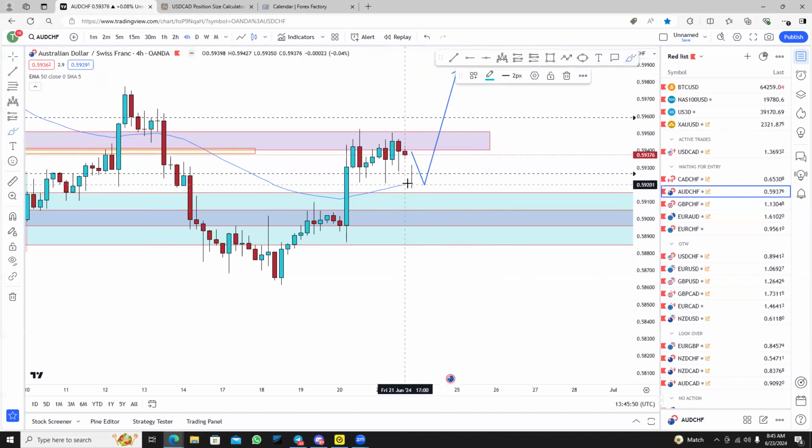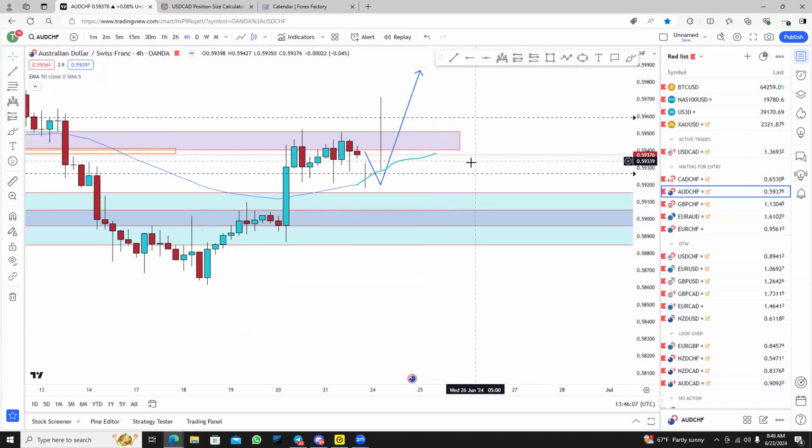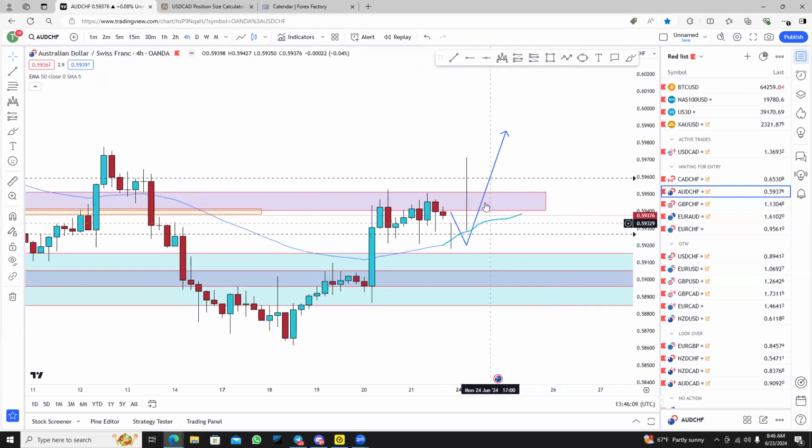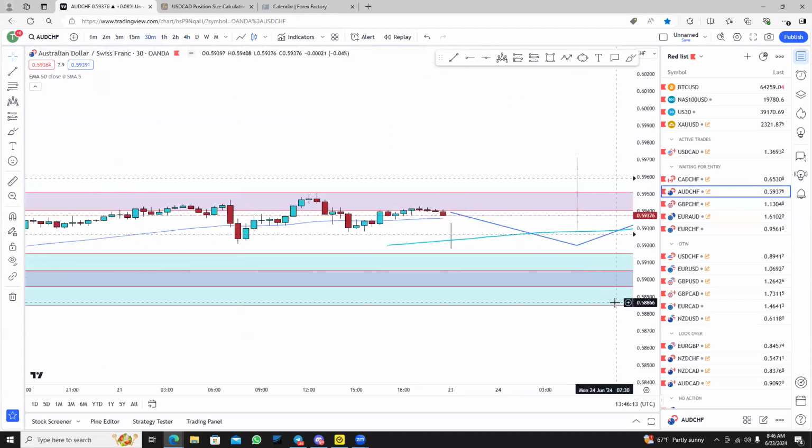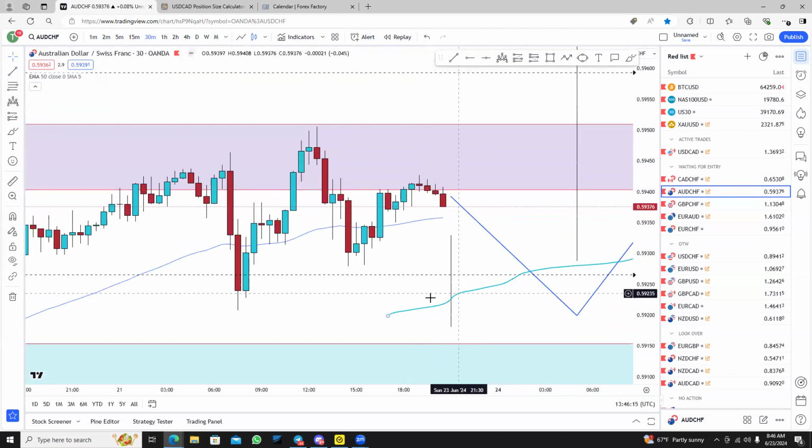Our 4 hour is coming up like this, right? We want to see a wick in. And then we just want to see this thing fly. I mean, it's probably not going to be that aggressive, obviously. But that's our goal. And then what we're waiting for when it comes into this EMA down here, right?